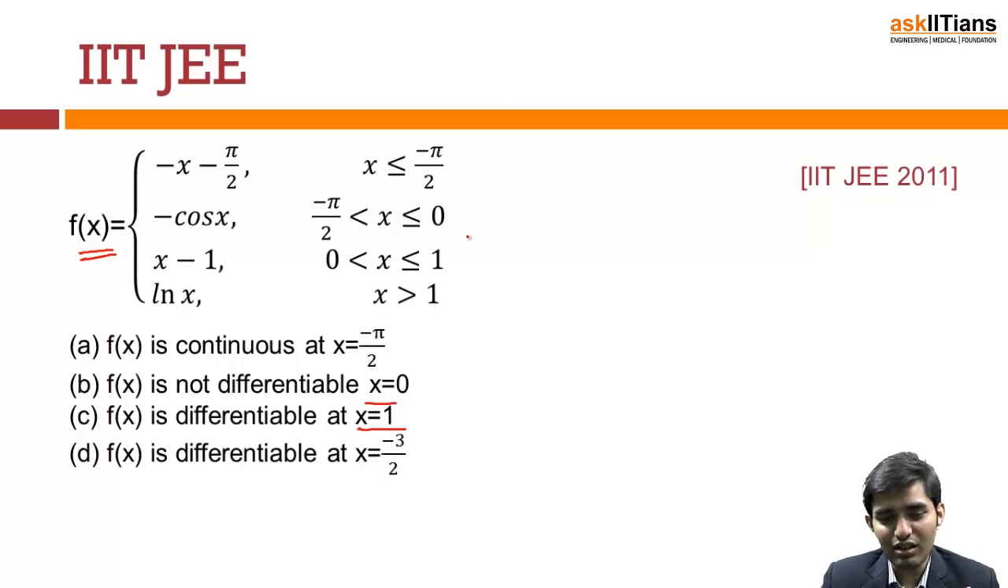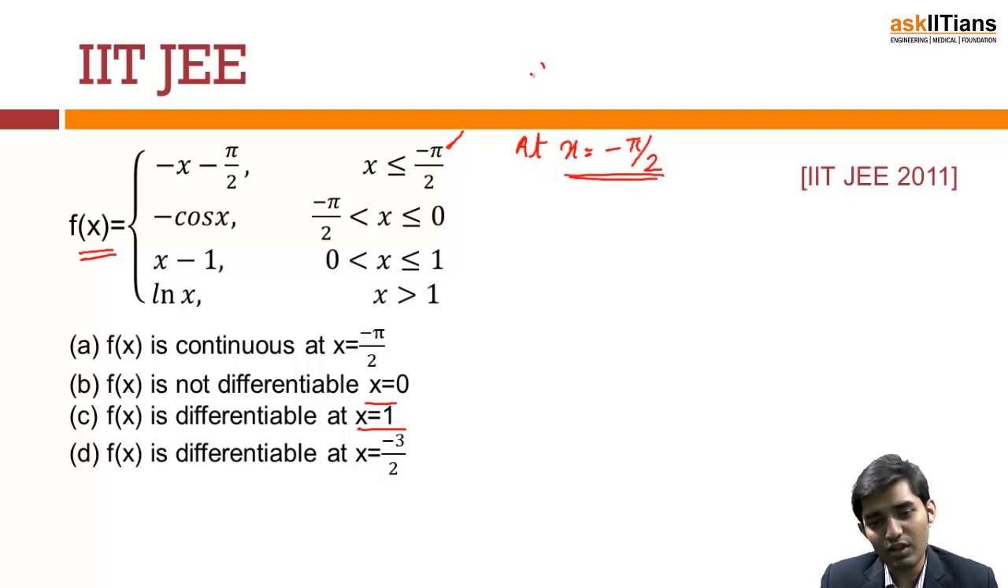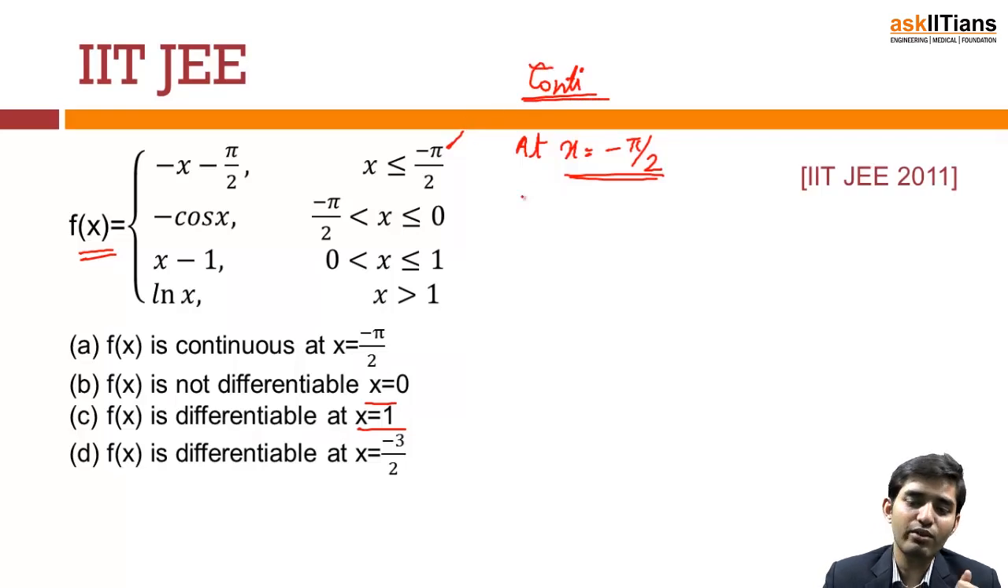Suppose first of all I will check for the continuity of the function, where this function is continuous and where it is discontinuous. So I will have to check at the critical points where the definition of the function is changing. First of all let me check at this point, which is x equal to minus pi by 2. Now I am only checking for the continuity, whether it is continuous or not. So if I want to check for the continuity, what should be the condition? If f(x) is continuous at x equal to minus pi by 2, then LHL equal to RHL equal to f of minus pi by 2 equal to finite, right?